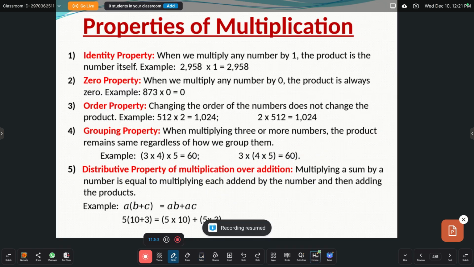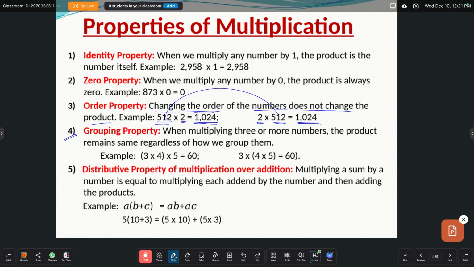Yes. So this is our order property, and it says that changing the order of the numbers does not change the product. Like here, I have taken the number 512, it's multiplied by 2, and the answer is 1024. Now I'm writing 2 here in the beginning, and then I'm writing this number, that is 512. The answer is again 1024. Now, moving to our property number 4, that is grouping property.